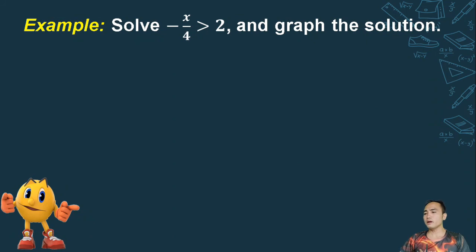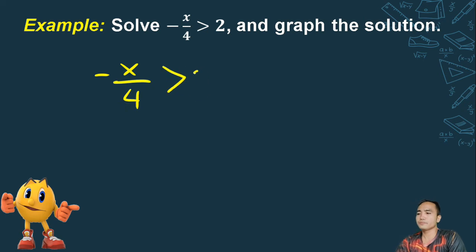Next, solve negative x over 4 greater than 2 and graph the solution. So again, we have a negative sign on our x. Negative x over 4 greater than 2.